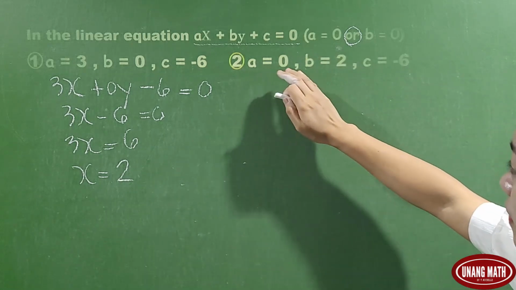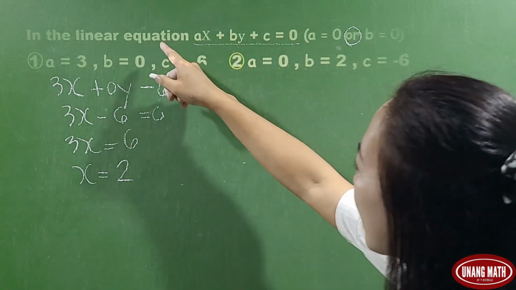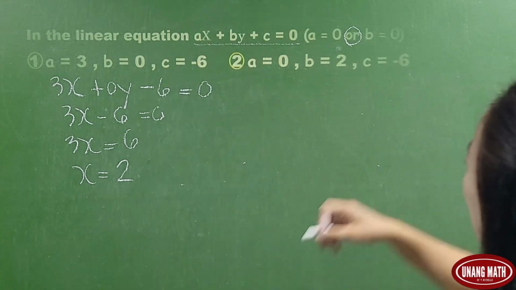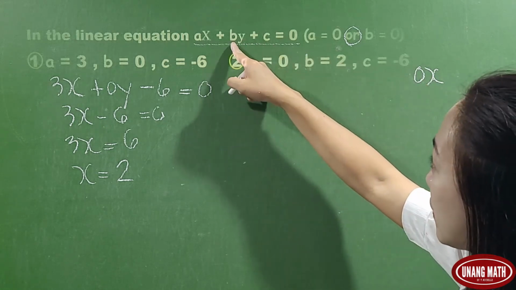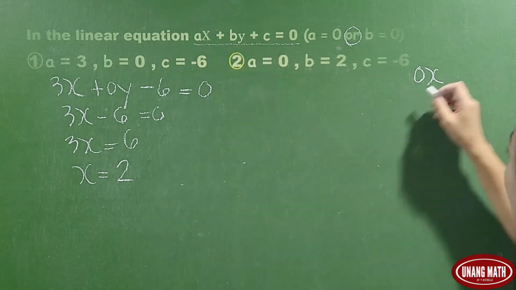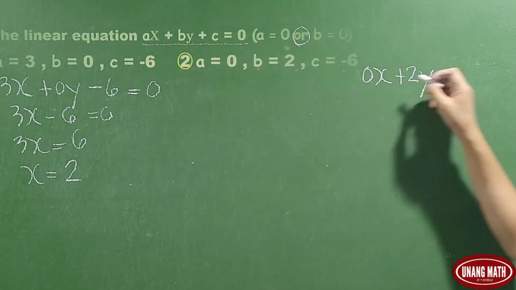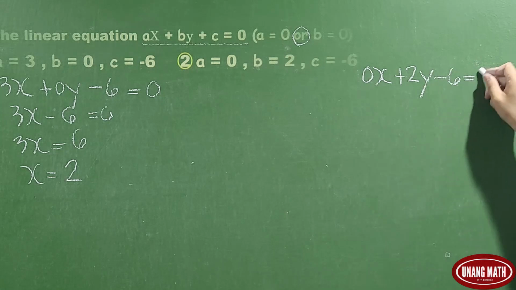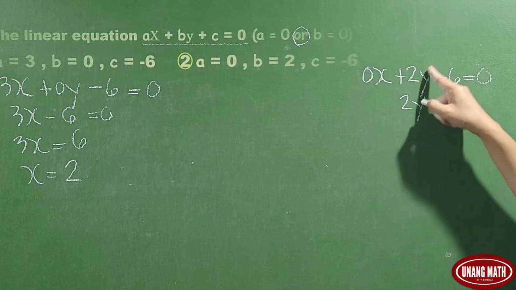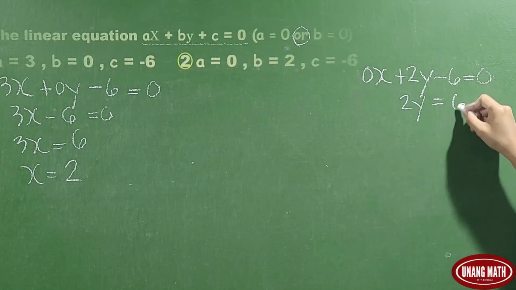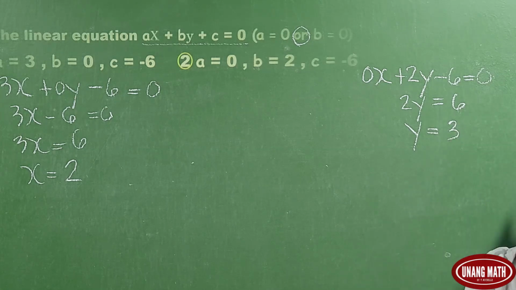How about if a is 0, b is 2, c is negative 6? So in this linear equation, if a is 0, so we have here 0x. If b is 2, then we have here plus 2y. C is negative 6, so minus 6 equals 0. We will simplify. 2y is equal to 6. So we have here y is equal to 3.